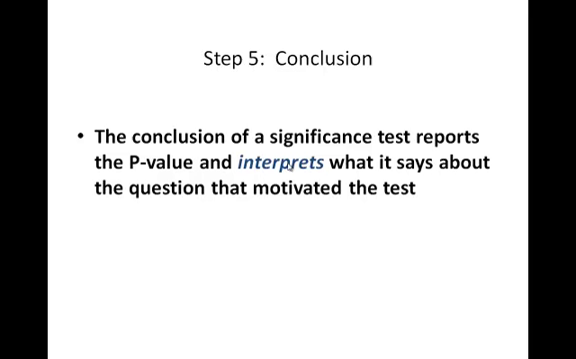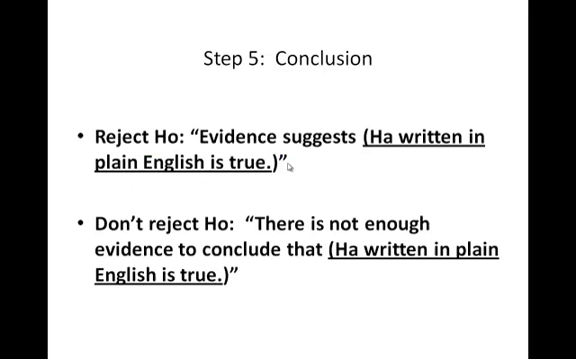Then you come back and you write a conclusion that interprets what motivated you to do the test in the first place. This is how I help my students learn how to write their conclusions at first. If you reject your null hypothesis, then evidence suggests that HA is true. If you don't reject your null hypothesis, and again, this is based on your p-value, then you don't have enough evidence that HA is true. But your conclusion is always about HA.